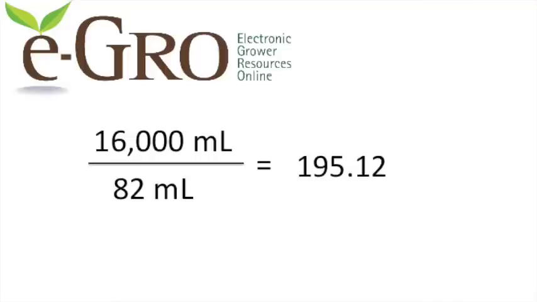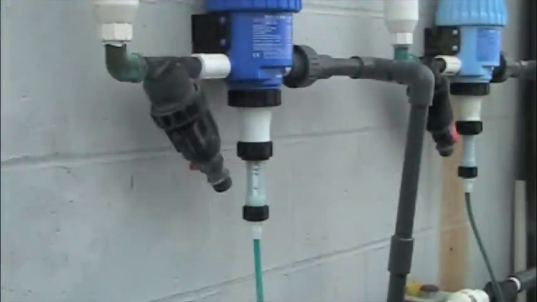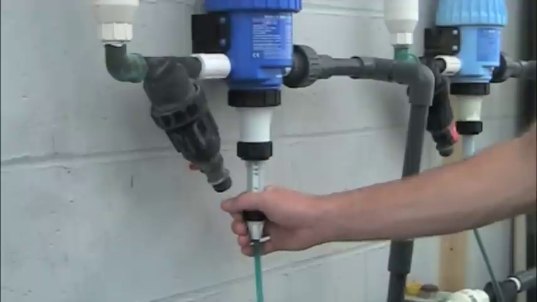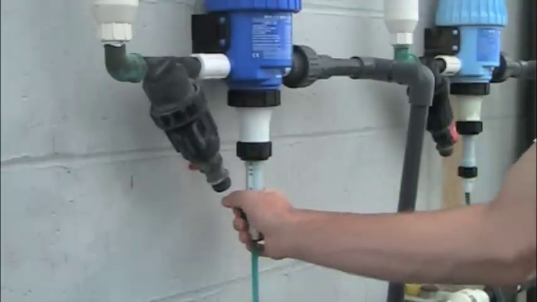We anticipated our injector to be set at 1 to 200. This tells us that it is actually set at 1 to 195. For most cases, if we're within 1 to 2%, we are okay. And in this instance, we're within that range. If our injector is off by too much using either method, we will have to adjust the ratio. Injectors made by different manufacturers will be adjusted differently. But with our injector shown here, we simply twist this portion of the injector one way or the other to adjust the ratio up or down.